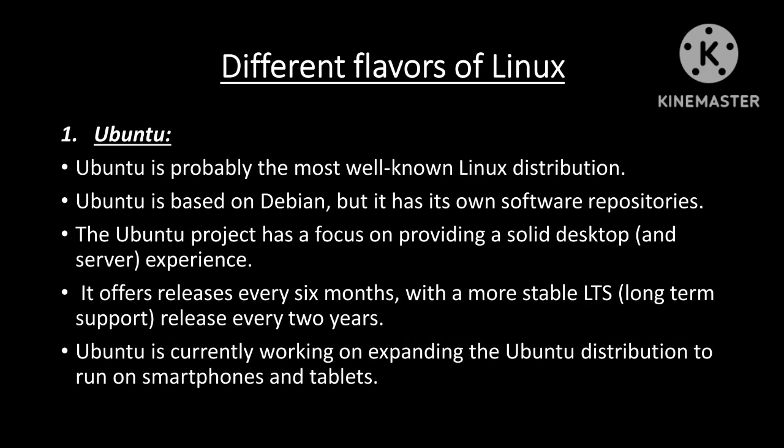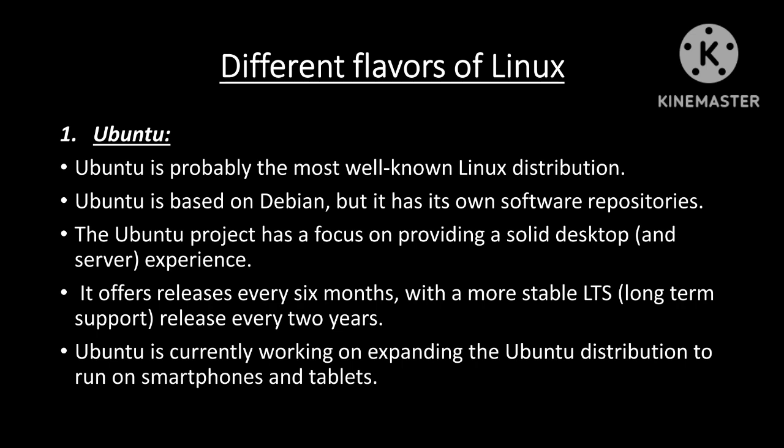So after architecture, there are actually different flavors of Linux, or we can say different distributions of Linux. So here we discuss some of the different types of Linux operating system. Number 1 is Ubuntu. Ubuntu is probably the most well-known Linux distribution, which is used mostly in institutes or offices.